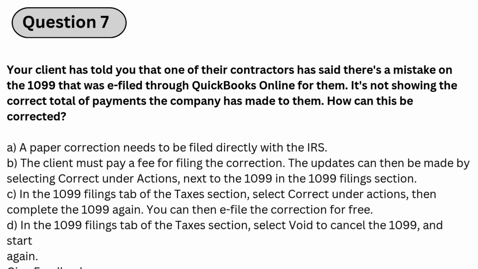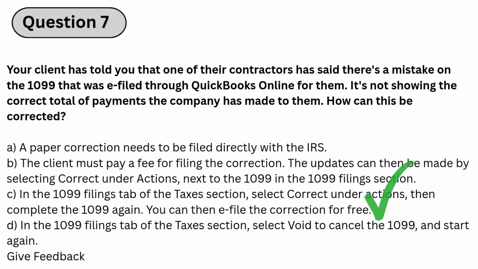Give feedback. The correct option is C. In the 1099 Filings tab of the Taxes section, select Correct Under Actions, then complete the 1099 again. You can then e-file the correction for free.